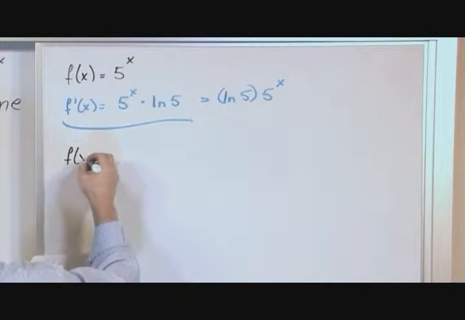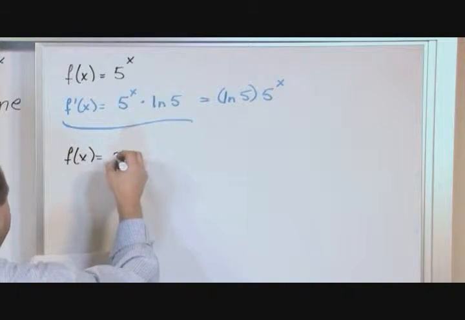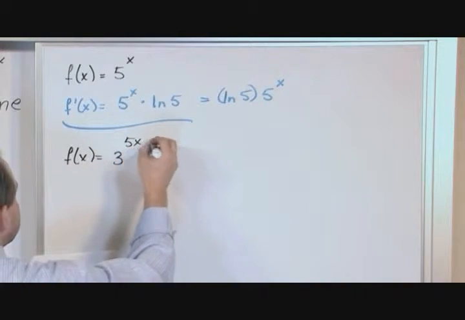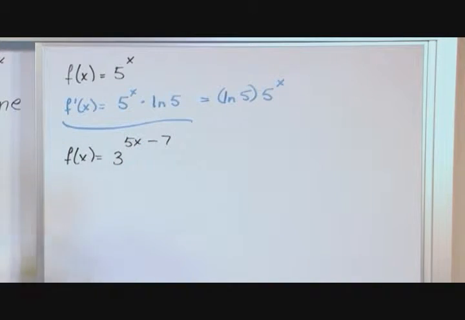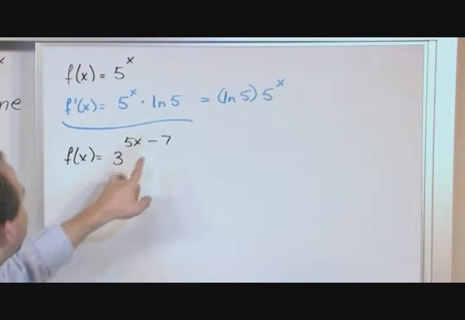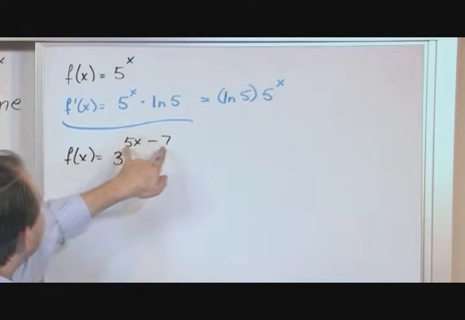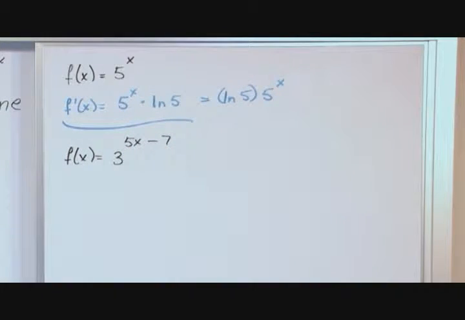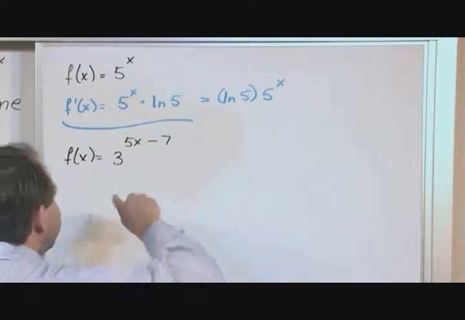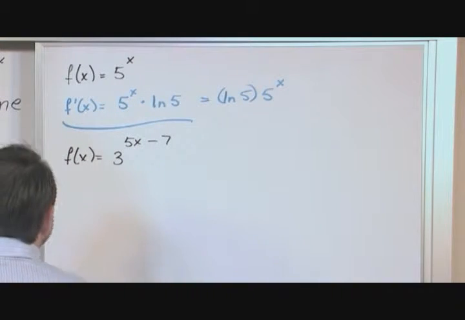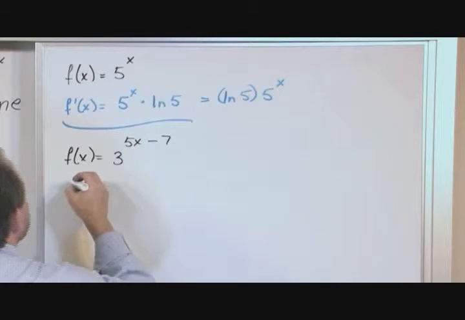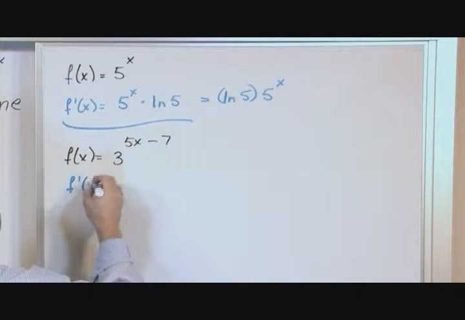Let's say we had f of x is equal to 3 to the power of 5x minus 7. So here it's a little more complicated. We have a number raised to something, but this something is not quite as simple as what we had here. So we're going to need to use the chain rule in addition to what we already know from this section. So f prime of x is equal to.